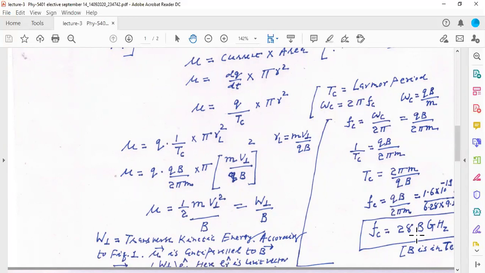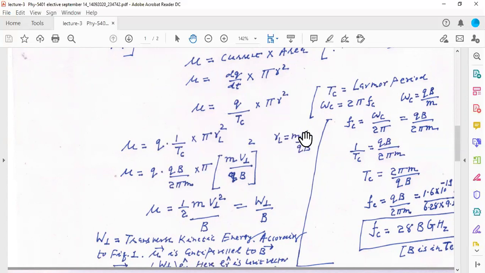Now let us calculate the magnetic moment associated with the ring of current. dq is the charge q, and dt is the periodic time, that is the Larmor period, times pi RL square. So I am writing q times 1 upon tc into pi RL square, and 1 upon tc I have calculated as qB upon 2 pi m. So I am keeping qB upon 2 pi m, and RL is the Larmor radius, which we have already defined.